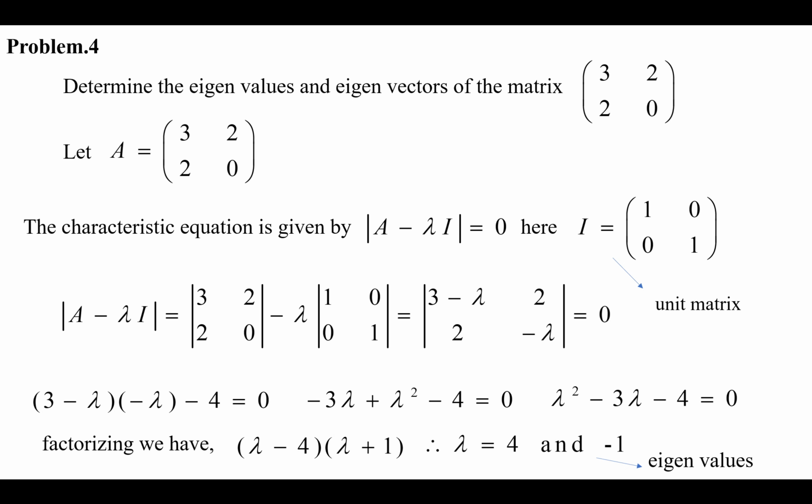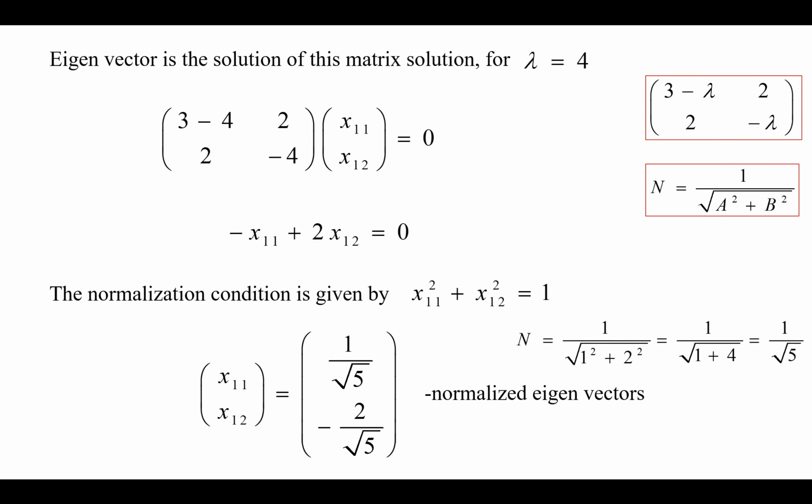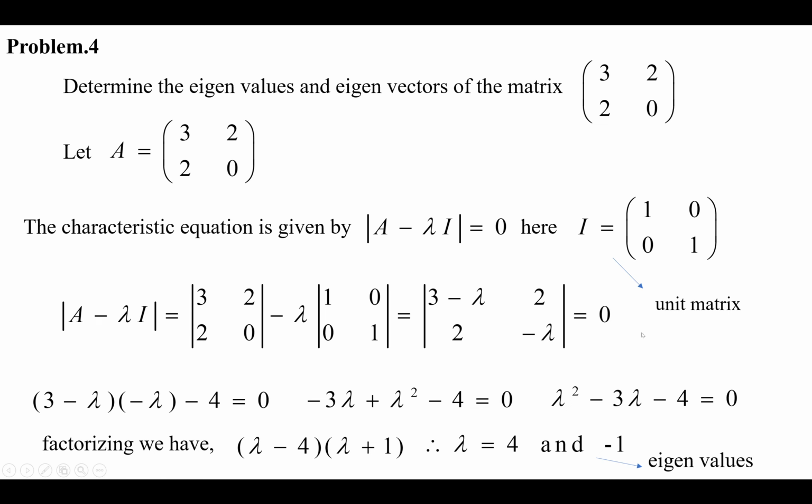Now we are going to find the eigenvectors. The eigenvector is the solution of this matrix. First we are going to take lambda as 4. Of course we have 2 values because this is a 2 by 2 matrix.